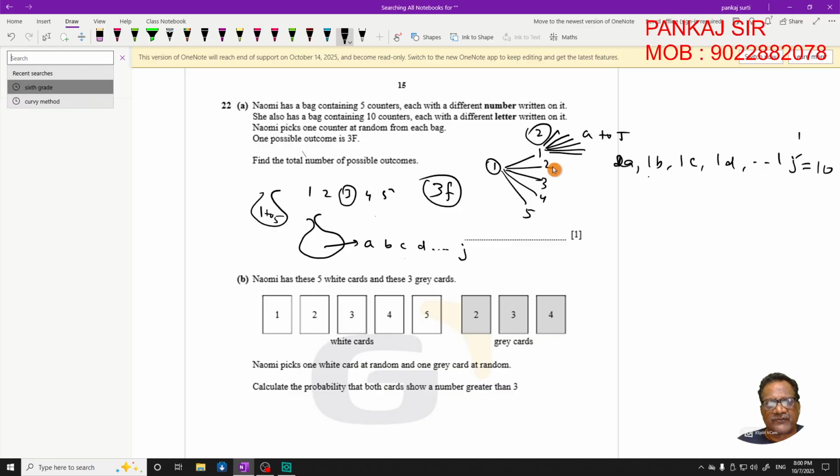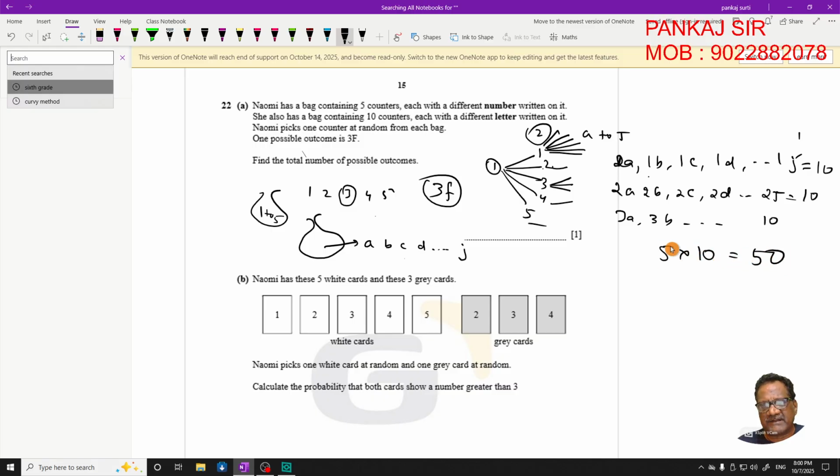Then from 2, we get 2A, 2B, 2C, 2D, up to 2J. From here also there are 10 possible outcomes. So 2 and then any one of the 10 letters. From 3 also there will be 3A, 3B, and that way 10. So it will be 5 times 10, which is equal to 50. The total number of possible outcomes will be 50. Basically it is only 5 into 10. If you multiply, you will get the answer as 50. That was question number 22, part A.